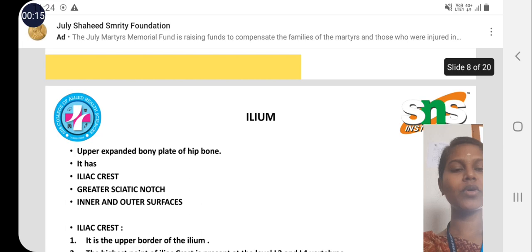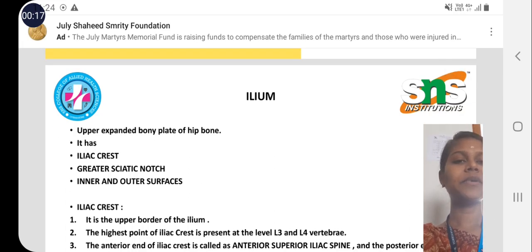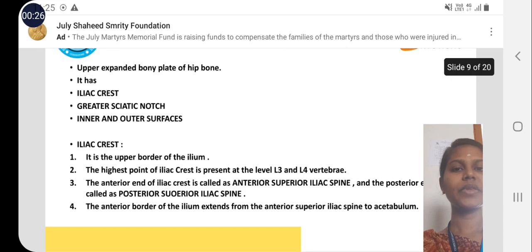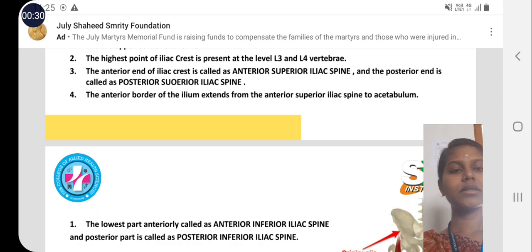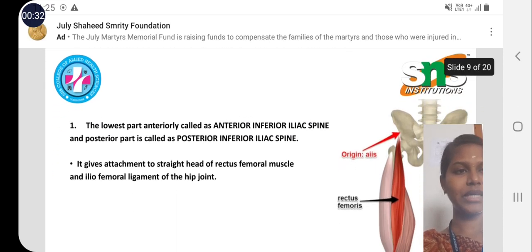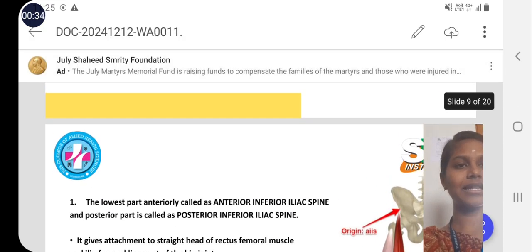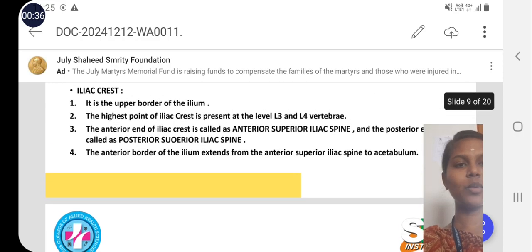And next, moving on to ilium. Ilium is the upper expanded bony plate of the hip bone. It consists of iliac crest, greater sciatic notch, inner and outer surfaces. Iliac crest is the upper border of ilium. So this is the upper border of the ilium. It is present at the level of L3 and L4 vertebrae.